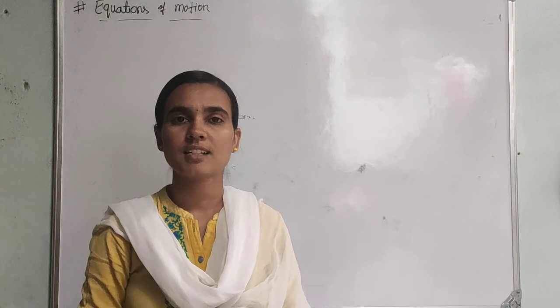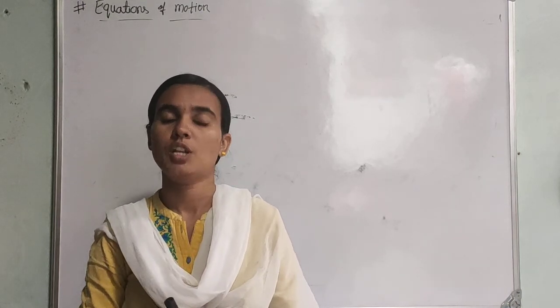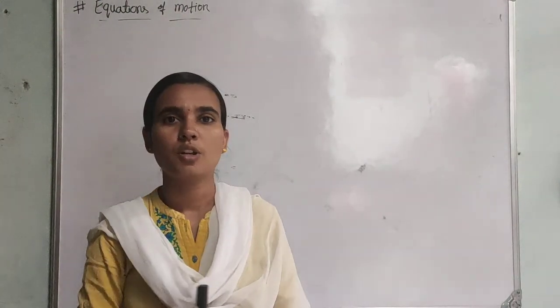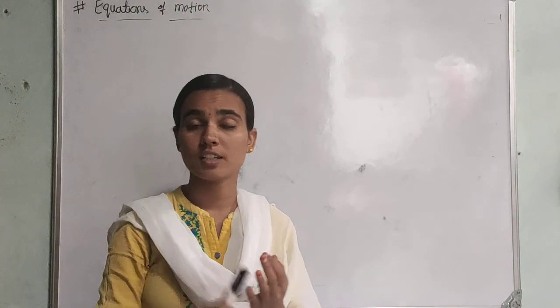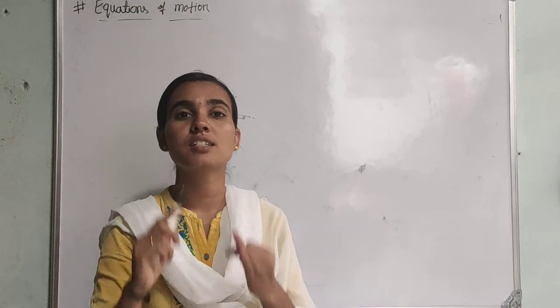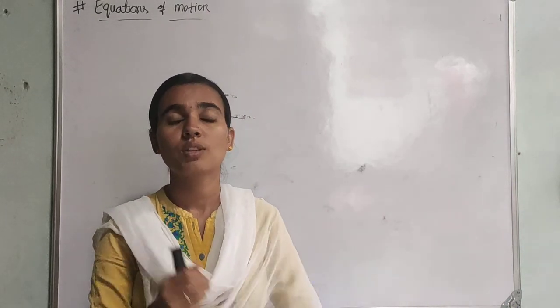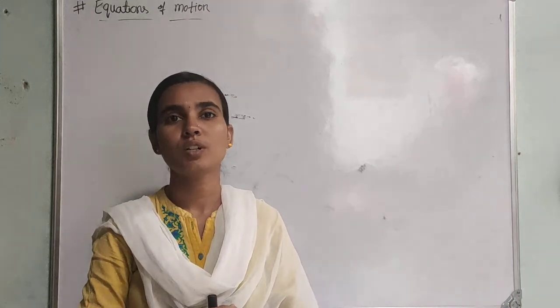Dear students, in the last class we discussed the graphical representation of motion. So here in this class we have to discuss the equations of motion. With these equations of motion we can find the velocities, that is the initial and final velocities, distance traveled by an object, acceleration and time. So these parameters we can find with the help of equations of motion.